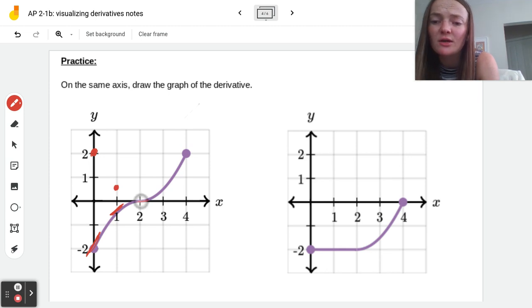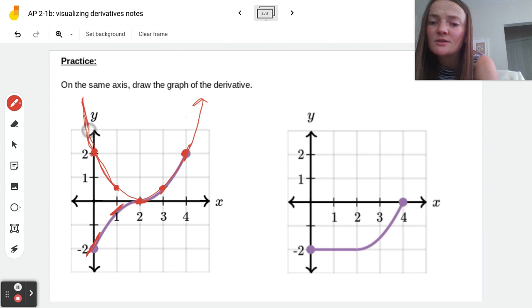At 2, if I draw a little tangent line, the slope is 0. So I'm going to be down at 0 here. At 3, the slope looks like it's about a half. So I'm going to come down to a half here. And at 4, the slope looks like it's 2. So I'm going to put my point here at 2. I'm going to connect these.